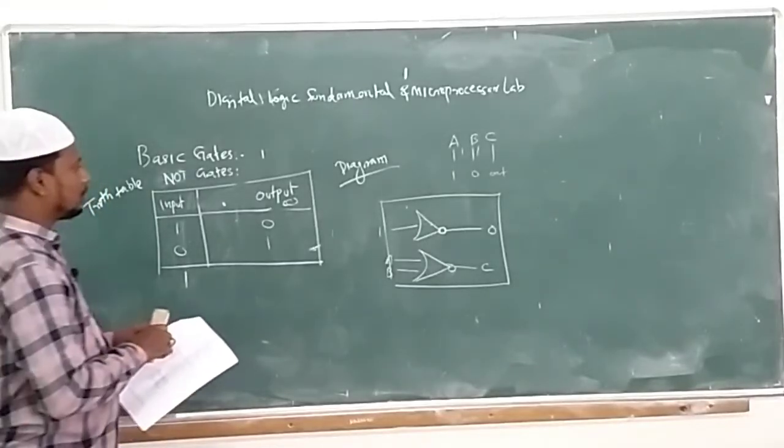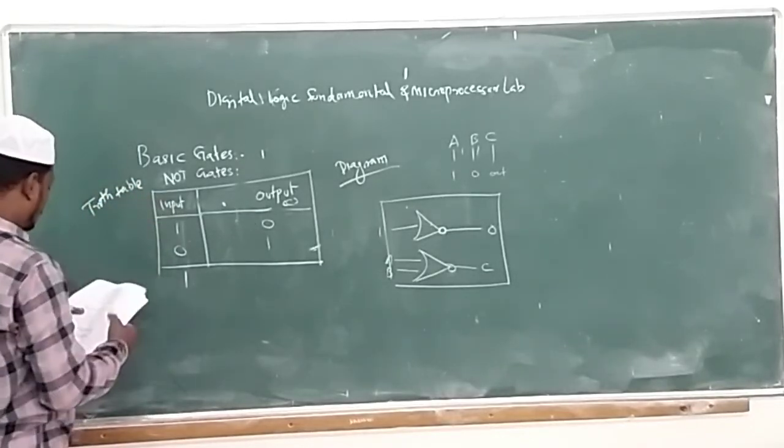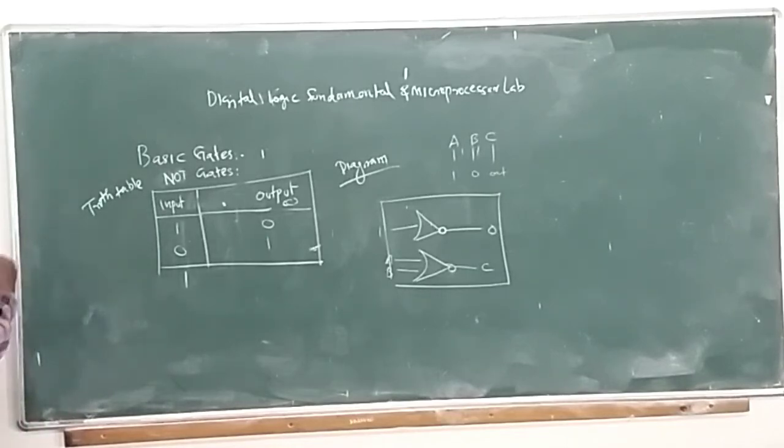Okay. So the basic gates are complete, including the NOT gate. Next, we will cover the universal gates.